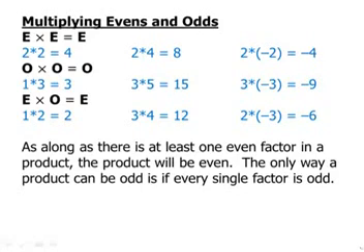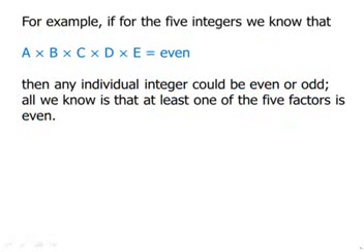That has important implications when we start multiplying more than one number. For example, suppose we multiply 5 integers and get an even number. Then any individual integer could be even or odd. All we know is that at least one of the 5 factors is even. So if someone asks us a specific question, what do we know about C?